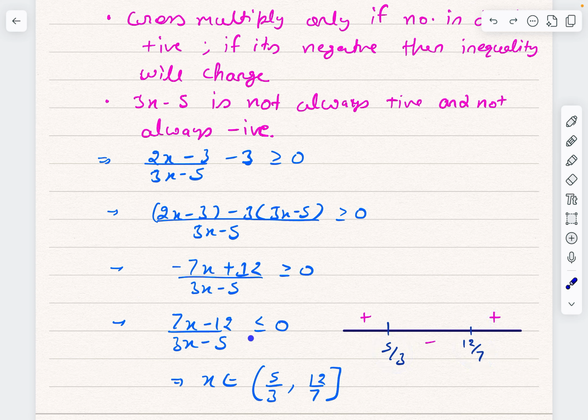But we want less than or equal to 0, that is negative. So between 5 by 3 and 12 by 7, we can have equal to 0 also. So the numerator root will be closed, but the denominator one will be open because the denominator can never be 0. I hope it is clear. Next.